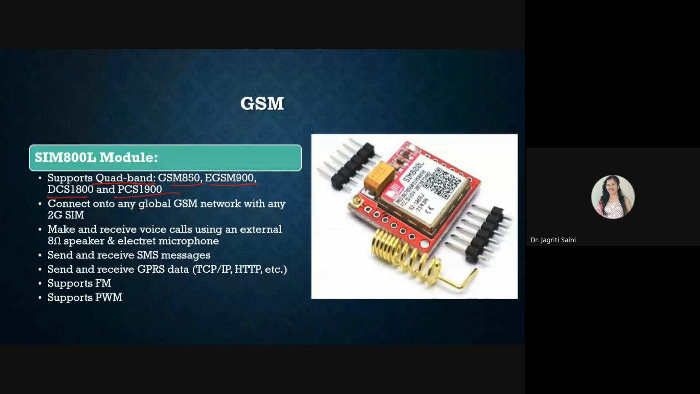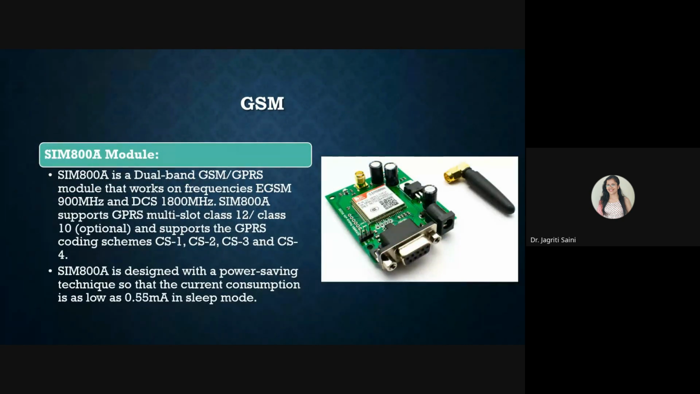And this can work with any 2G SIM. You may just need to insert a SIM inside this, and then you can connect on any of these networks available in that area, and you can support your message transfers, GPRS data transfer, call transfers you can support, and even FM PWM communication it can also support over there.